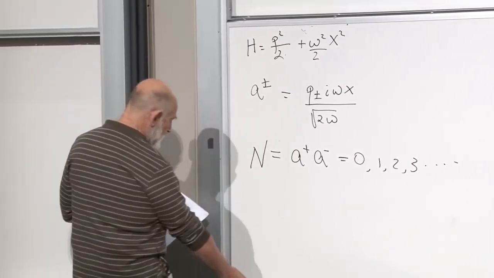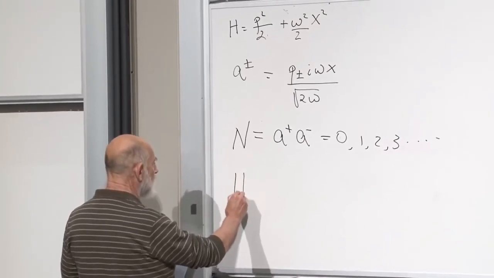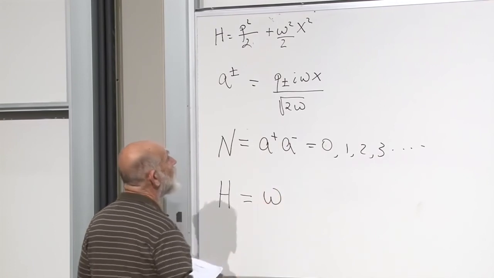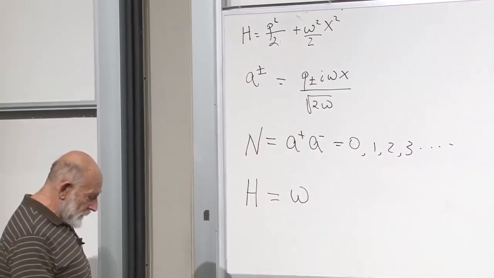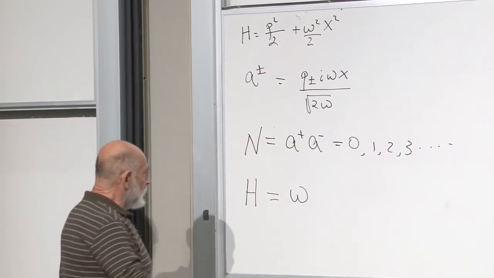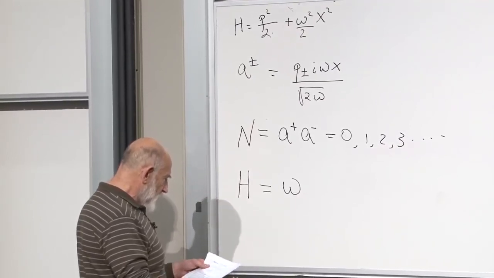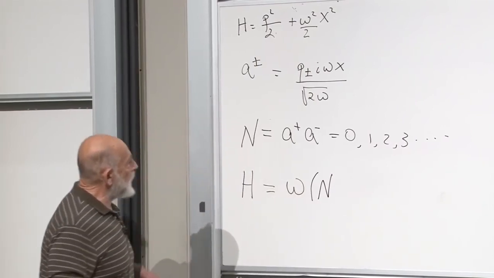And finally, not finally, but moreover, the Hamiltonian is equal to omega. Now, I have left out h bar. I'm going to leave it out, but then I'm just going to show you where it goes. If we leave out h bar, the Hamiltonian is just omega times n. Now, where does that come from?